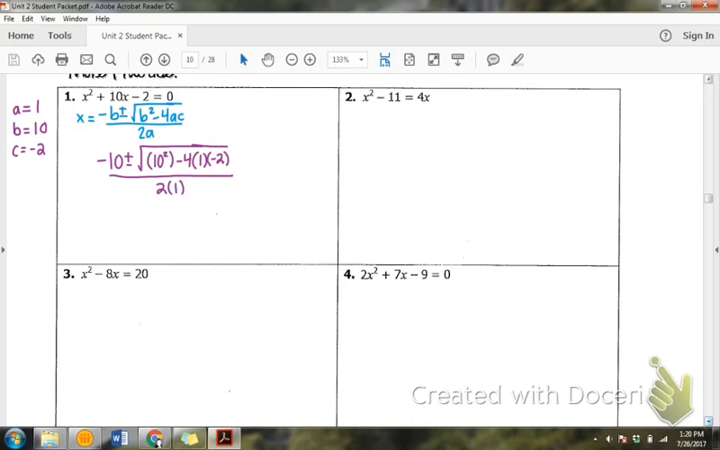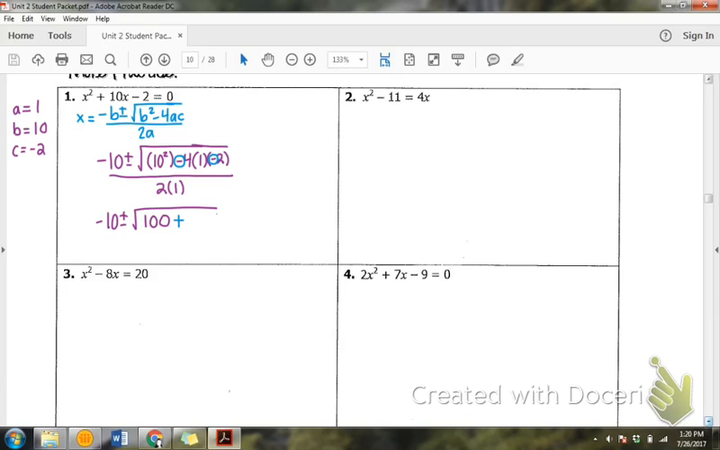All right, so if I have negative 10 plus or minus, what is 10 squared? It's 100. All right. So 100. Now, here's the tricky part. Look up at my board for a minute. I have negative 4 times 1 times negative 2. How many negatives do I have up there? 2. What is a negative times a negative? Positive. So this sign is going to be positive no matter what.